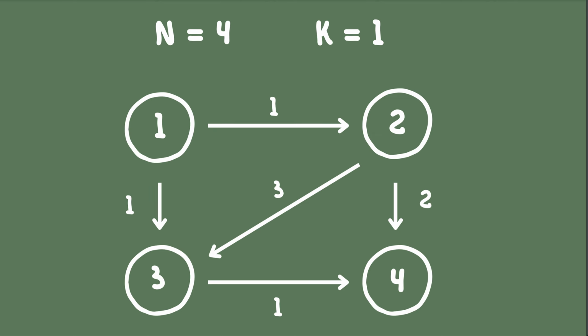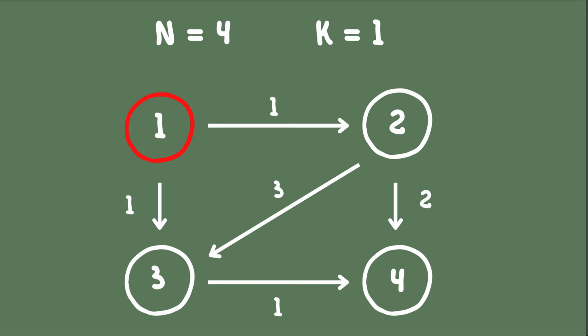So let's look at an example here. We have n equals 4, so there's 4 nodes in our graph, and k equals 1. So we're going to start at node 1. And let's not think of any algorithms right now. Let's just look at how the signal might travel.